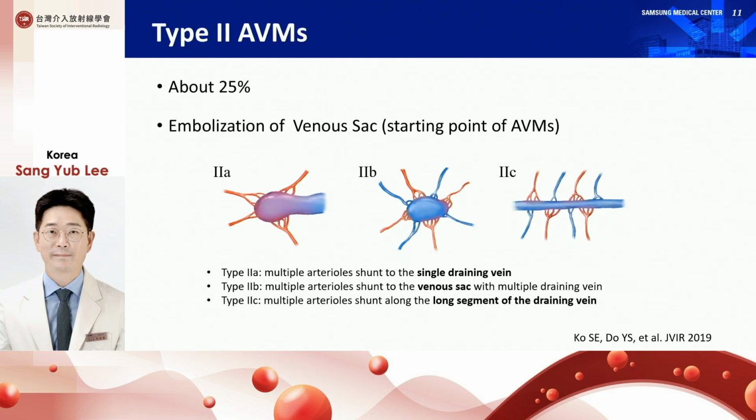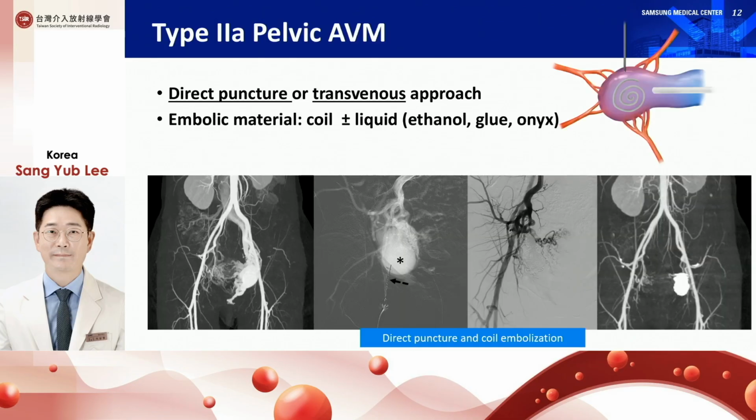And this is the type 2. We have a sub-classification of the type 2. One is a big draining vein. 2B is no big draining vein, just a venous pouch with small draining veins. And type 2C has an elongated draining vein and multiple feeding arteries along its course.